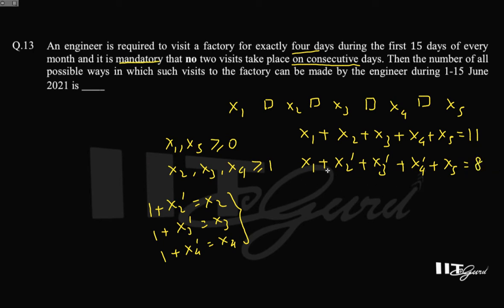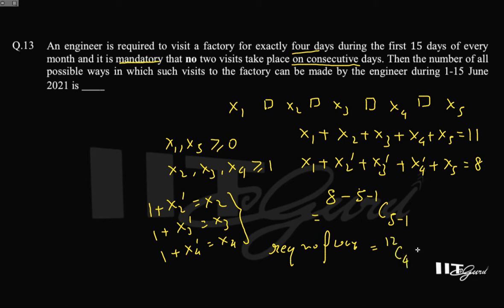Now that is a simple equation. All variables are now greater than or equal to 0, so it is simply a distribution. Make it 8 and check for these intervals. Finally, we get 8 + 5 minus 1, C 5 minus 1, that is the result. So the required number of ways is 8 + 4, that is 12C4.